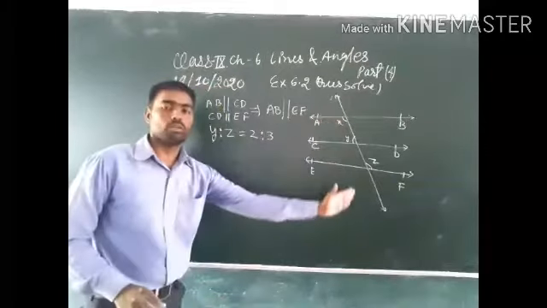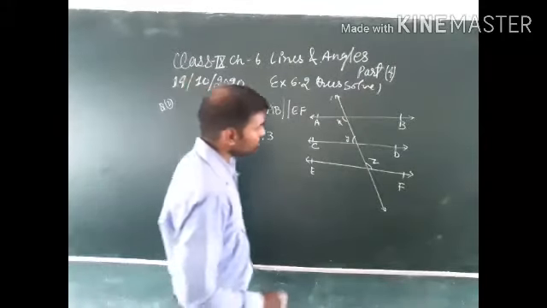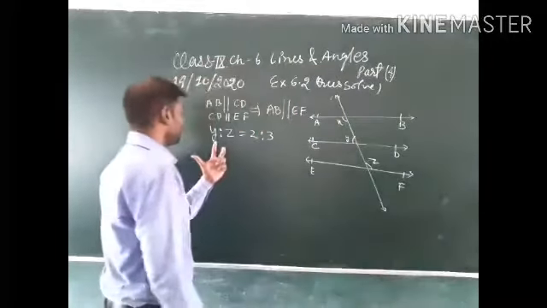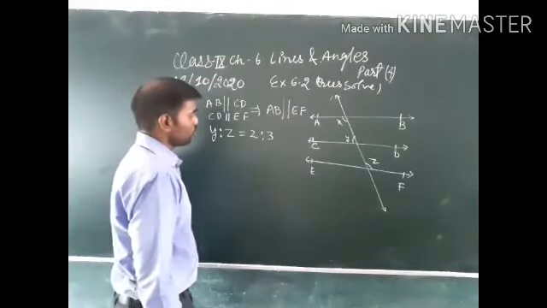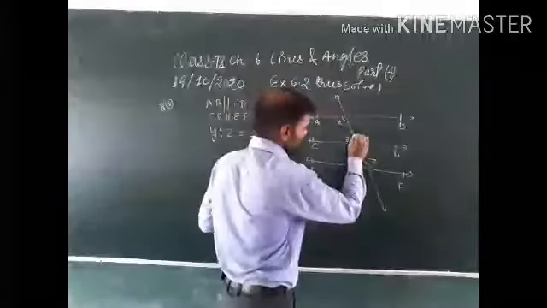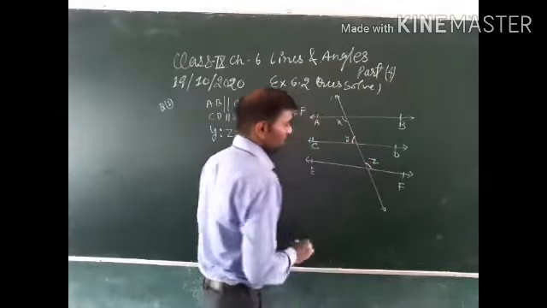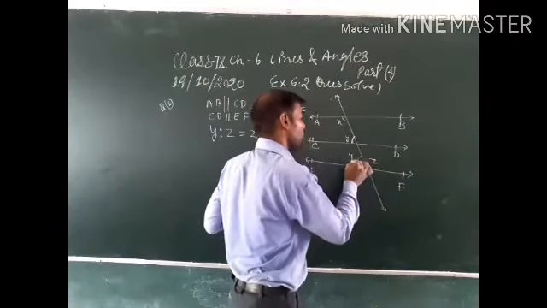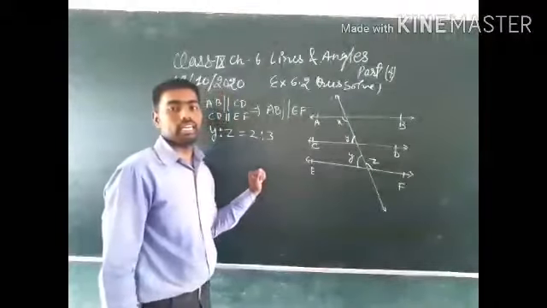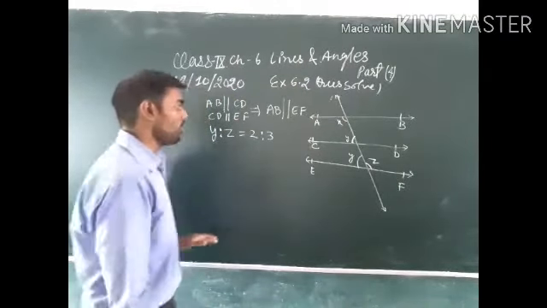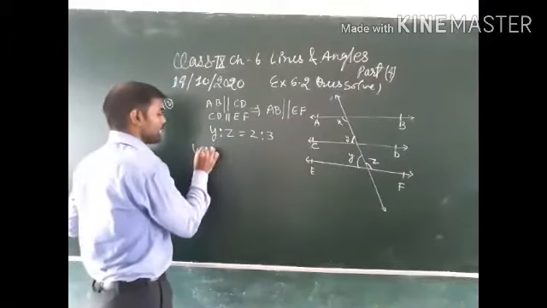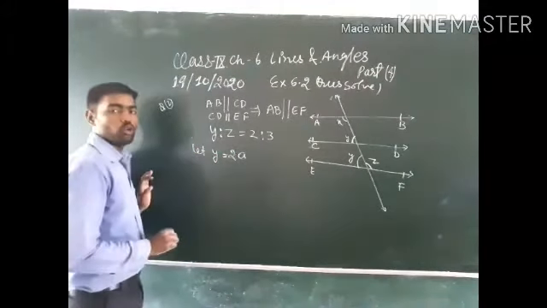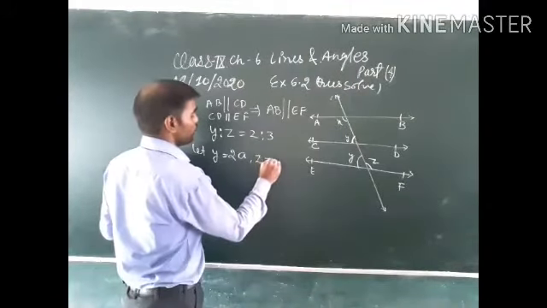And this is a transversal line. So there are X, Y and Z angles. The ratio given between Y and Z is equal to 2:3. This angle and this angle, here this is angle Y, this angle is also Y. How? Corresponding angles. So first of all, we take let Y is equal to 2a and Z is equal to 3a.